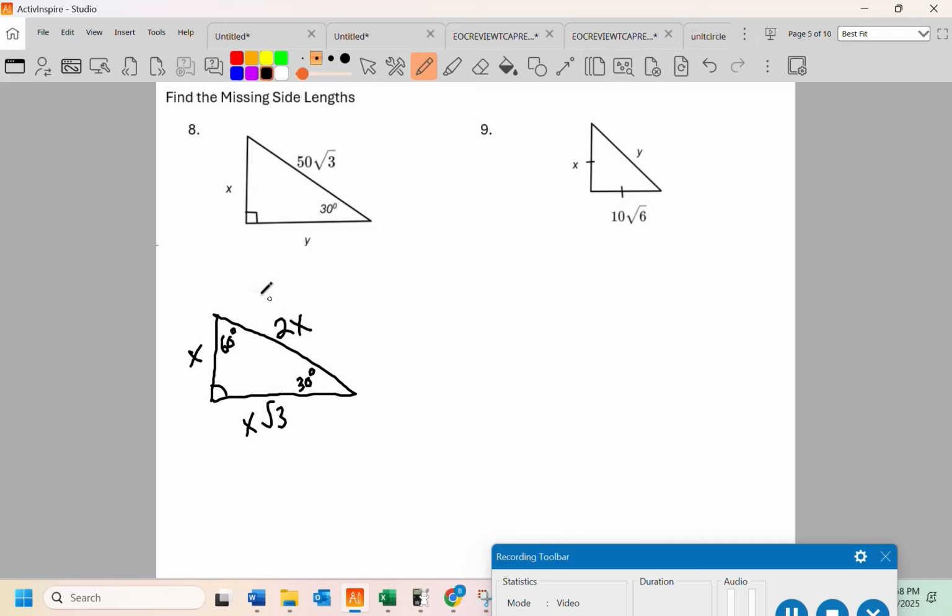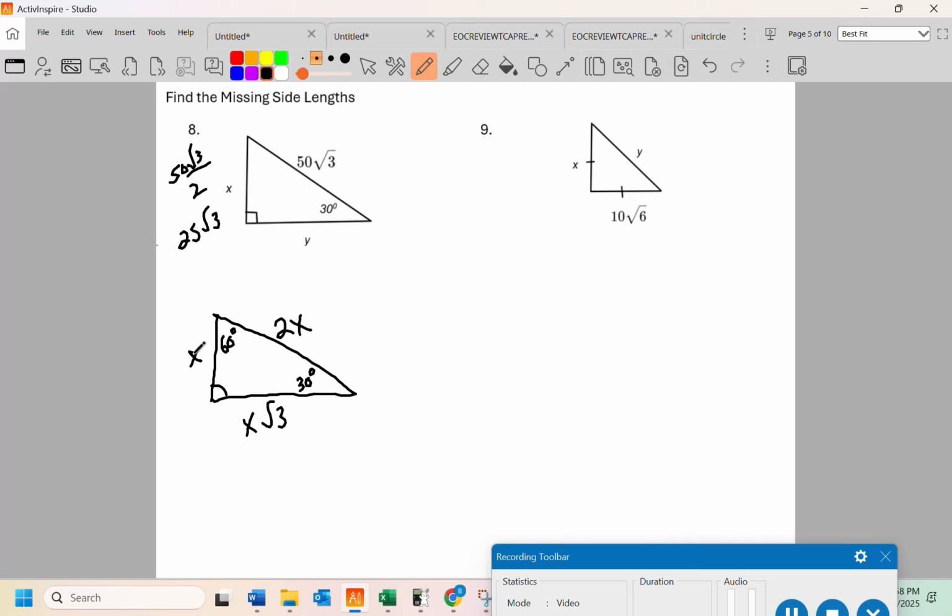So you're swinging from the hypotenuse to the short leg. It's all about getting to the short leg, because if you have the short leg, you can get anything else. There's only one path from everything else. So x is going to be 50 root 3 over 2, and 50 over 2 is 25, 25 root 3.